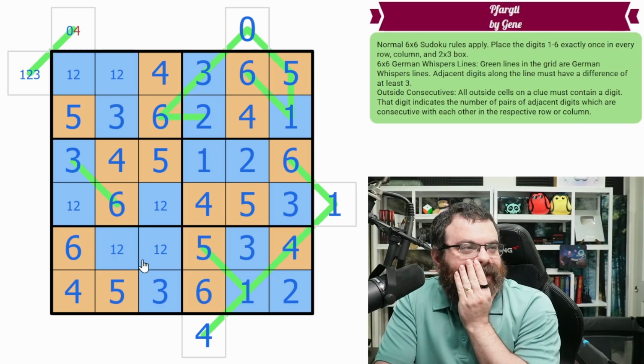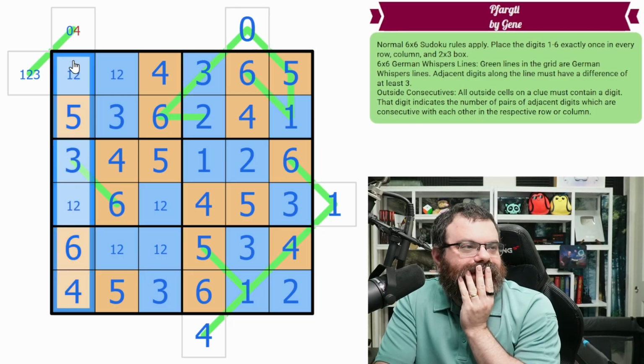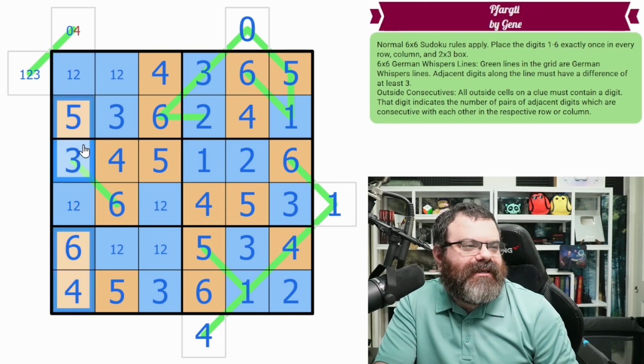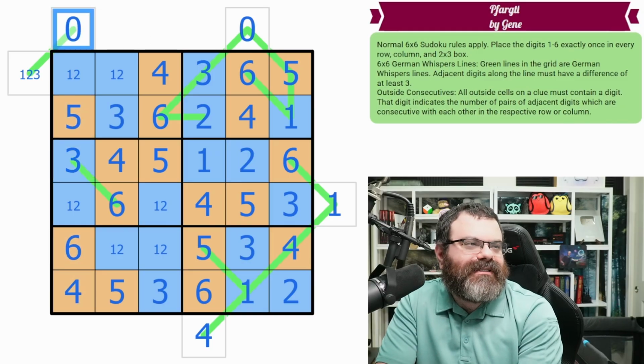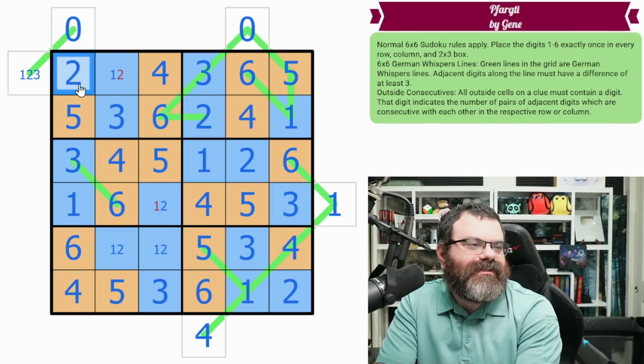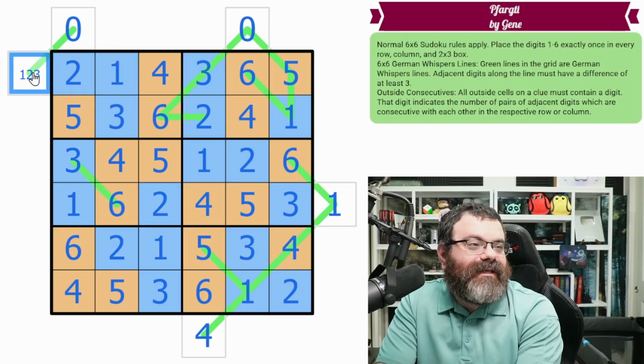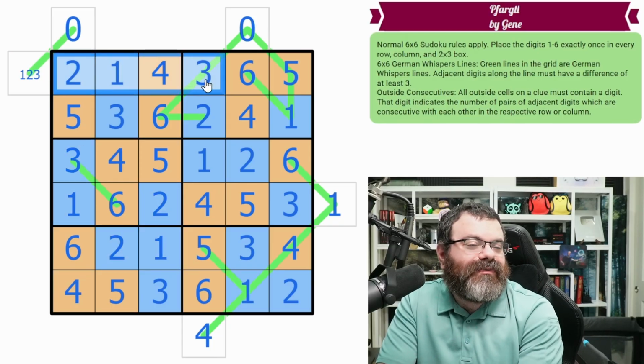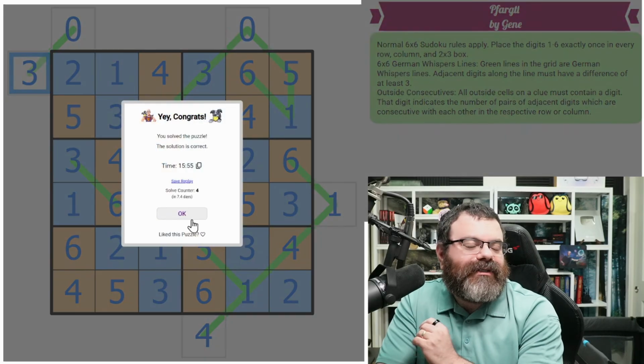Okay. So I don't think 4 is possible. Yeah, these aren't consecutive and these aren't consecutive. So 4 is not possible. So that's a 0, which means we have no consecutive digits. So this has to be a 1 and that's a 2 because it would have been next to a 3. That's 2 and 1 and 2 and 1. And then this is just 1, 2, 3, and we're done.